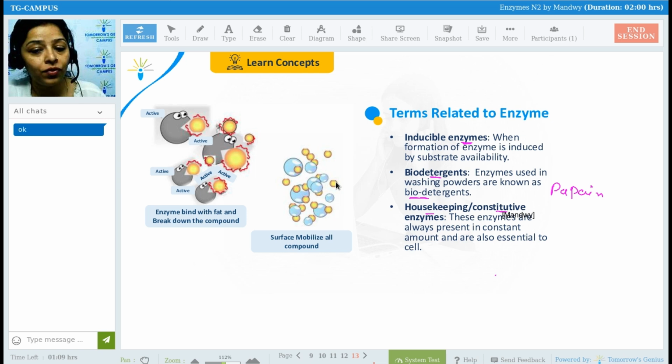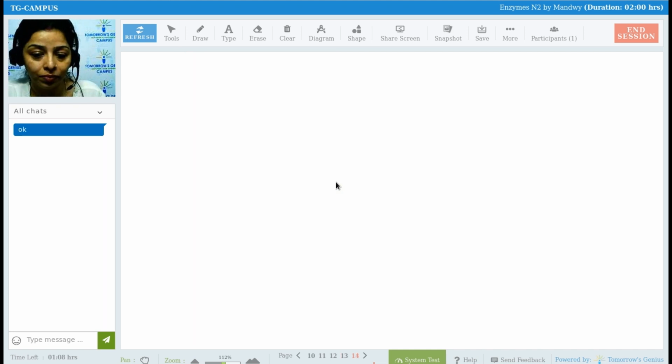Housekeeping or constitutive enzymes. These enzymes are present all the time in the cell, and that too in a very constant amount. Whether the environment is suitable or not, the amount will be constant. The amount will never change. These enzymes are very essential for the metabolic activity or for any chemical reactions in the cell. So this type of enzyme is called a housekeeping enzyme.